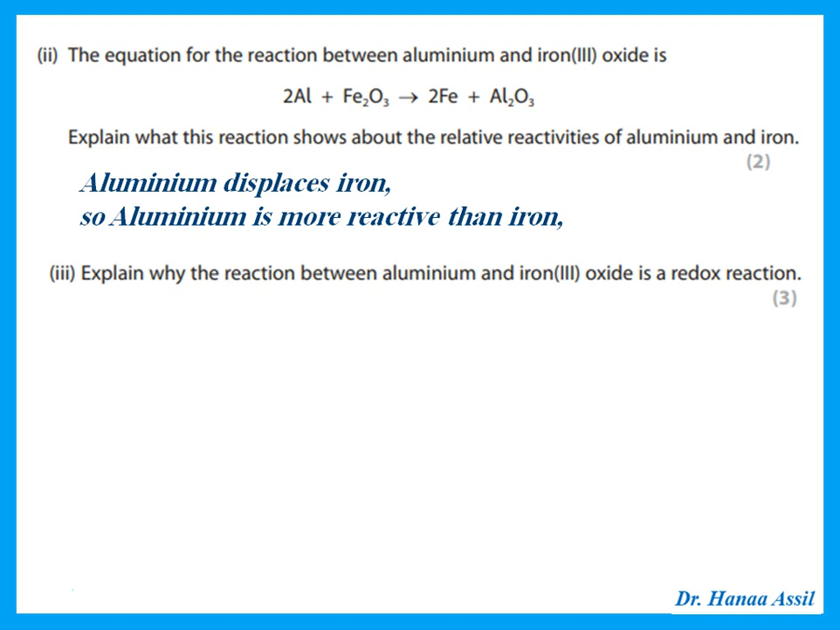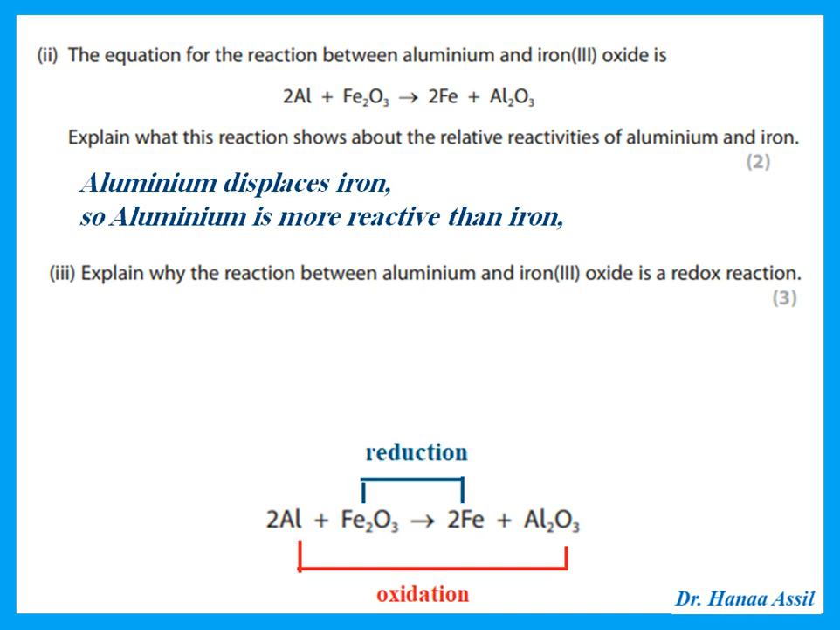Now, this question is repeated in almost every exam. If he's saying, I want to show that this is a redox, first thing you need to show that redox means I must have oxidation somewhere and I must have reduction. So we look at the equation, aluminium plus iron 3 oxide to give iron plus aluminium oxide. Now, what has happened to the aluminium? The aluminium has gained oxygen, that is oxidation. The iron 3 oxide has lost oxygen, that is reduction.